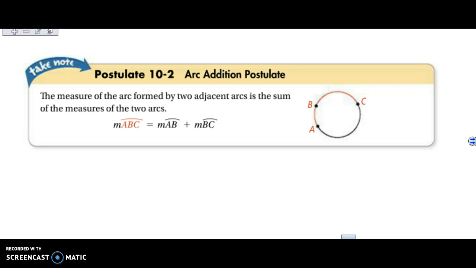So we had the segment addition postulate, we had the angle addition postulate, now we have the arc addition postulate, which works pretty much the same way, saying that arc AB plus arc BC would equal arc ABC. So if this was, I don't know, 30 degrees and this one was 80 degrees, then together the blue plus the pink would equal 110 degrees, which is probably not accurate based on that picture.